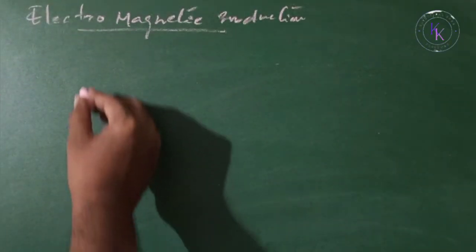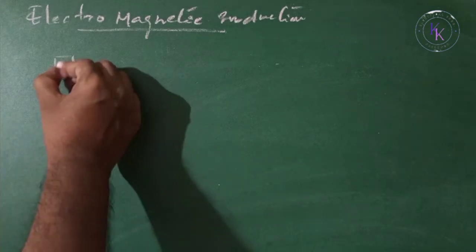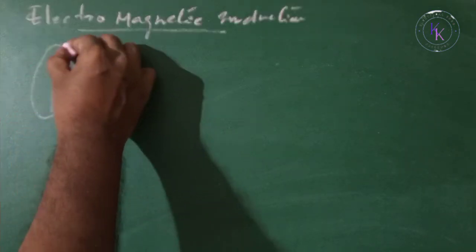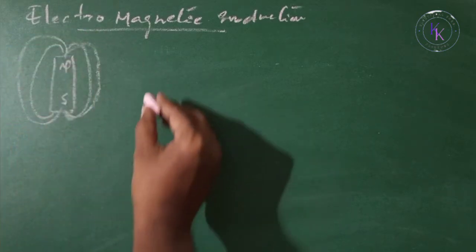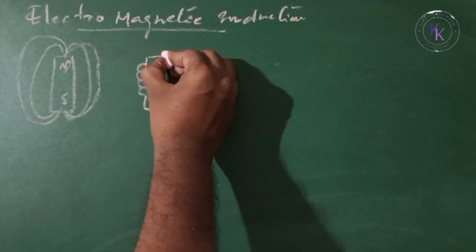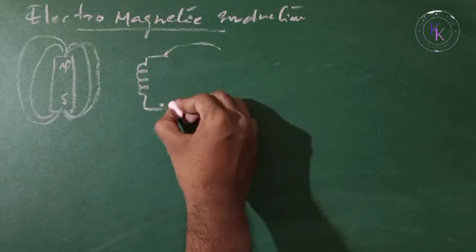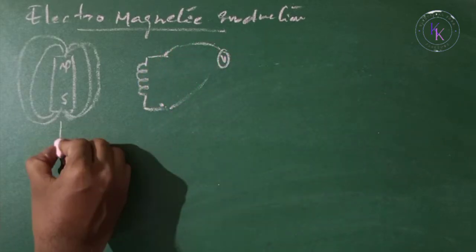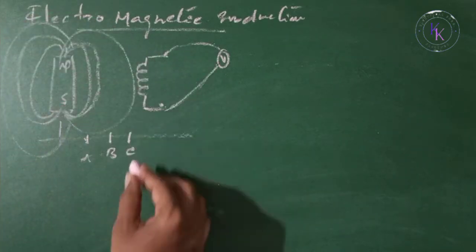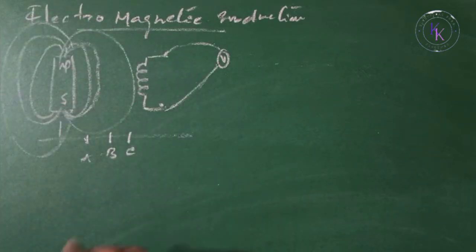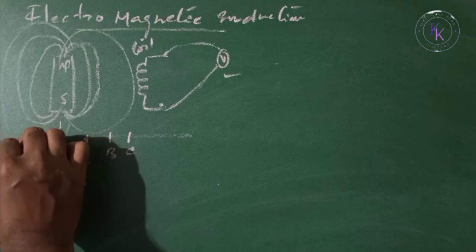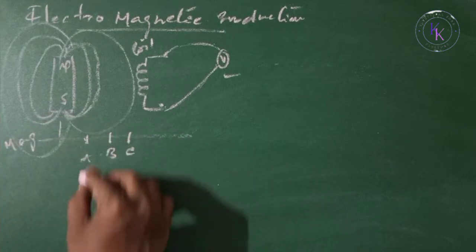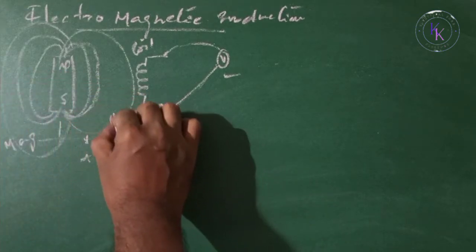Electromagnetic induction. Consider a magnet, and magnetic flux will be there around it. Now consider a coil which is connected to a voltmeter V. Now if the coil and the magnet are at rest, there is no deflection in the voltmeter. This is my coil, this is a magnet, and this is magnetic flux.